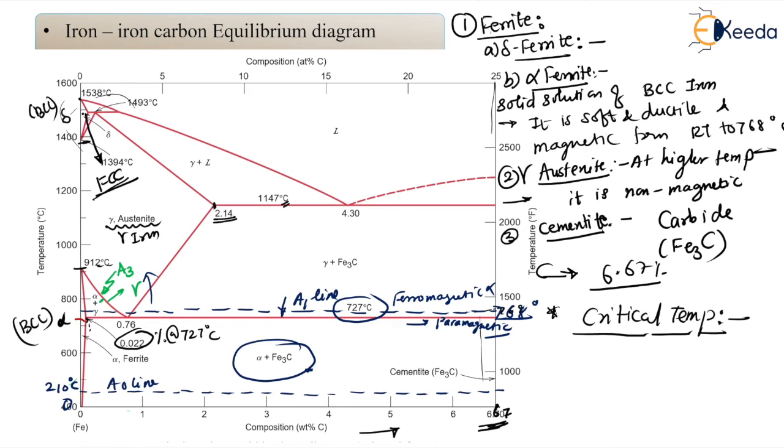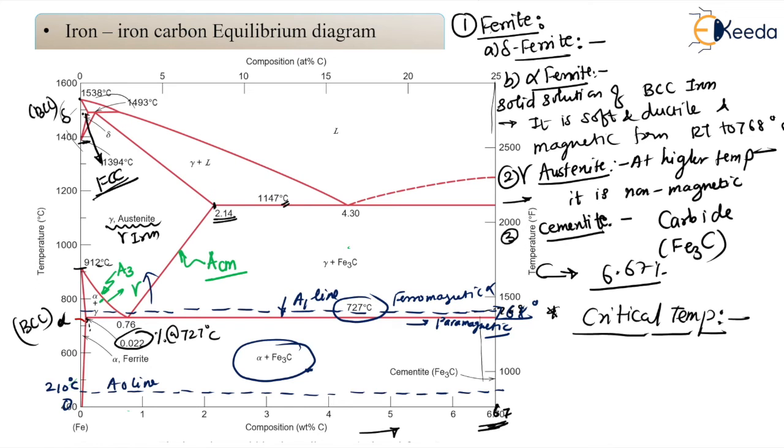Now after this A3 line, dear students, the last line that we are having, so here it is, that is the ACM line. ACM line, dear students. So what is this ACM line? Now you can make the definition for that very easily, it is very simple. This is the last trace of what here? So it is the last trace of free cementite, which is going to dissolve into where?